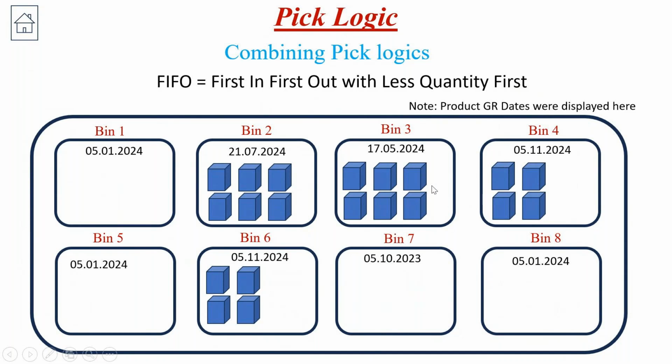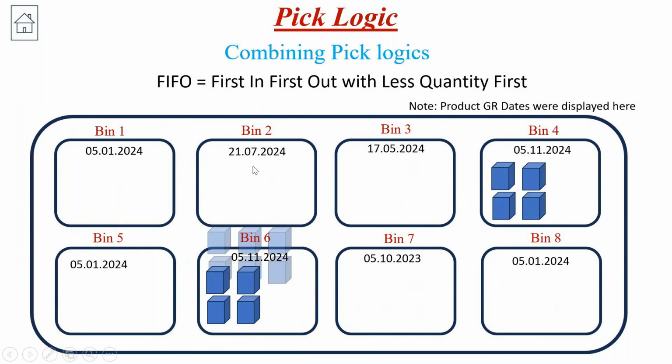The next thing is, so this is going to be expired. 17, 5, 24. System will propose this one. Now here again there is confusion. So 5, 11, 2024 and 5, 11, 2024. Yes, 21/7 is also there. System will propose that one.